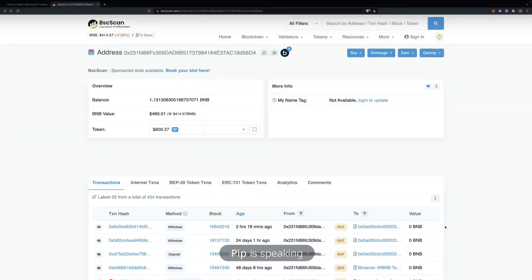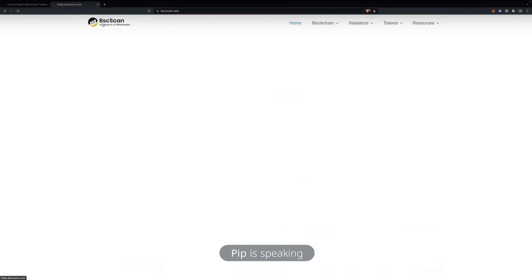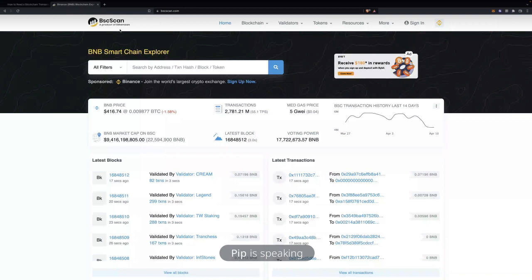BSCScan in front of us. So, I go here. There you go. This is the scan, the blockchain scan for the BSC network. All right. So, let me actually go to the home page, BNB Smart Chain Explorer. So, what can we do here? This is where we see what happens block after block on the blockchain.